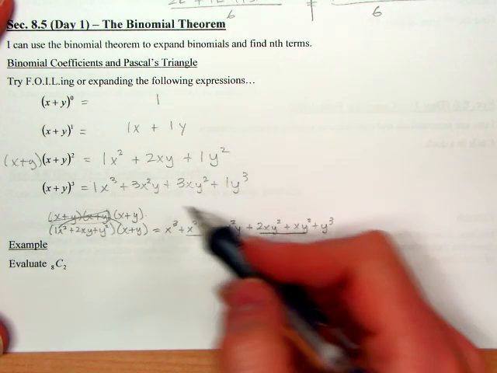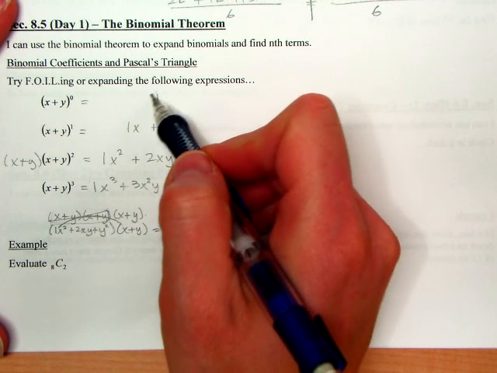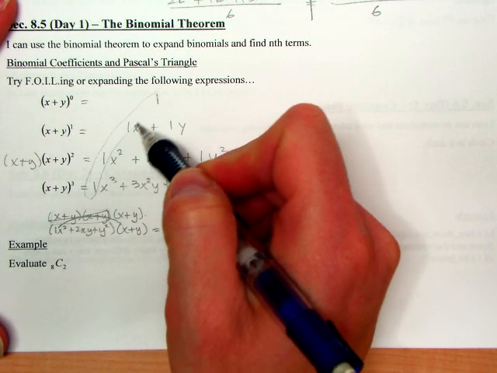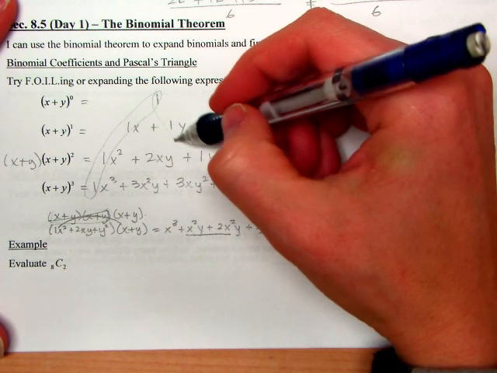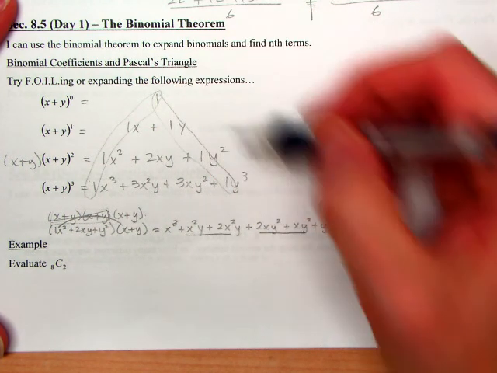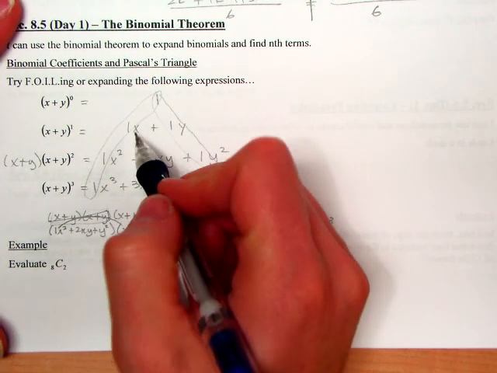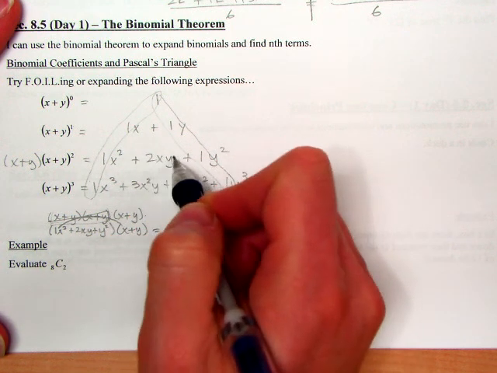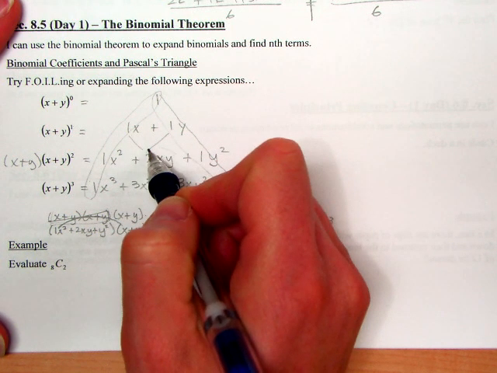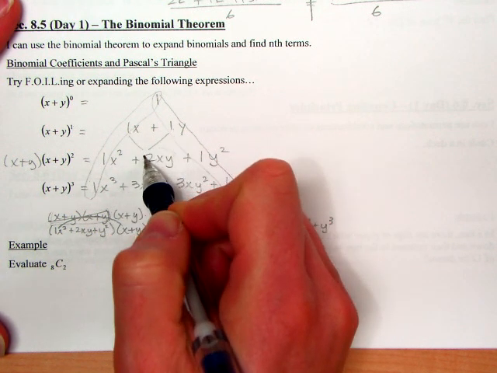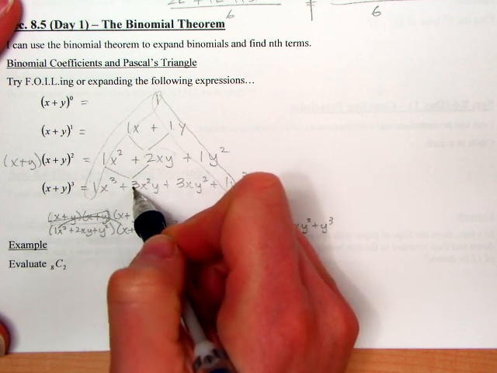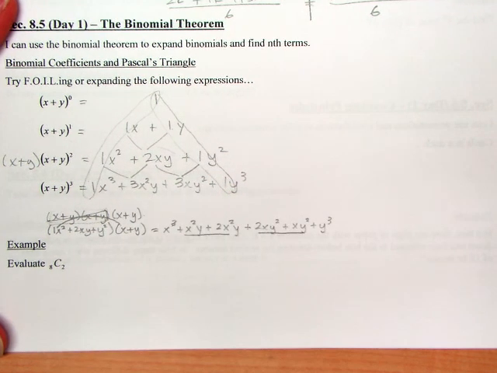And the reason I wrote them in this way is just to show you the numbers. I always lead off with a 1. I always end with a 1. And in the middle, the way that you find those numbers is by adding the 2 above it. So if I want the middle term here, I add these 2 above it. 1 plus 1 is 2. If I want this term, I add 1 plus 2 and get 3. And this is called Pascal's triangle.